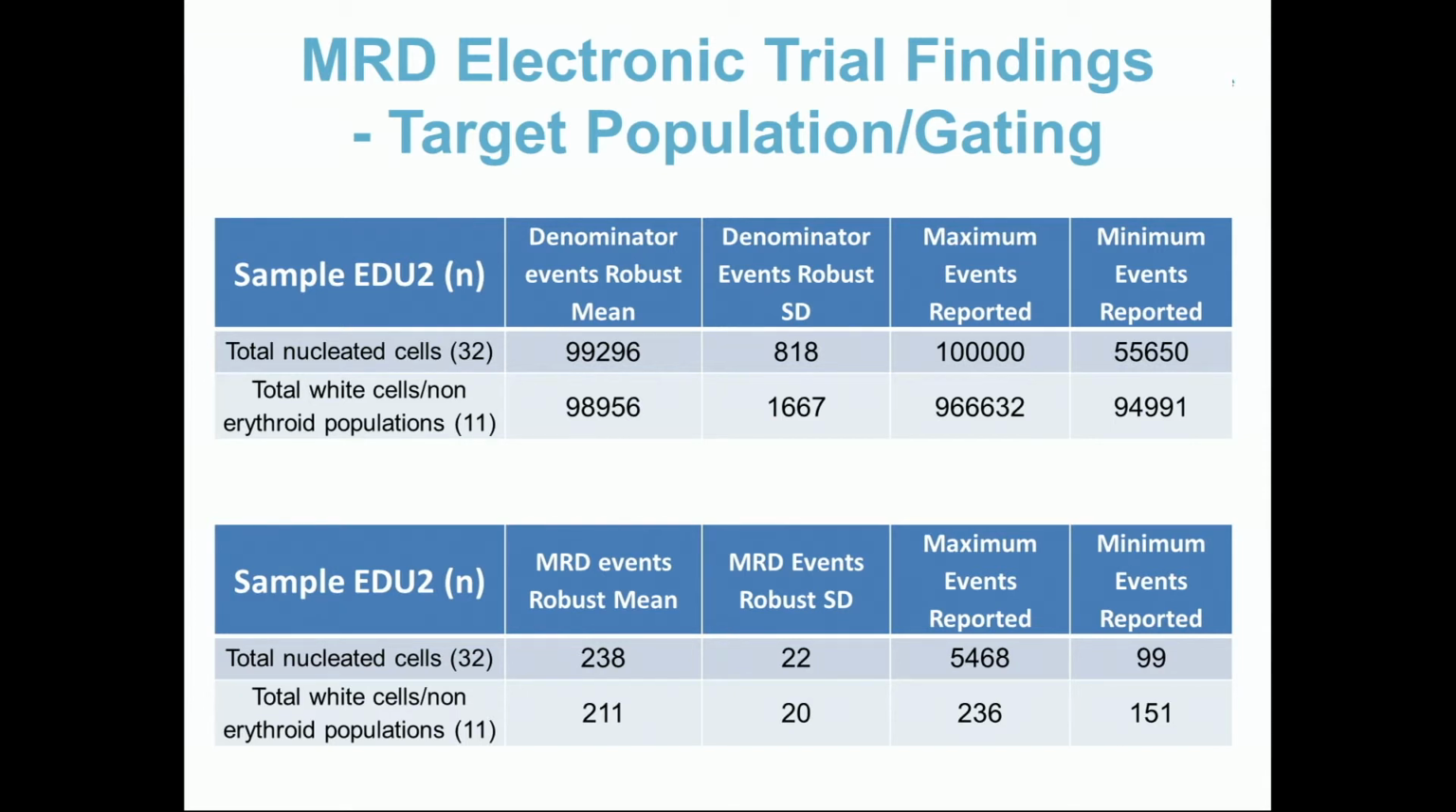We saw the same on the spread of events counted, and a massive spread here of MRD events. So although we've got nice tight SDs and tight CVs, the outliers are very worrying.